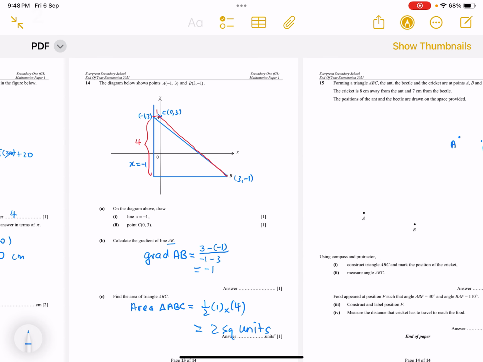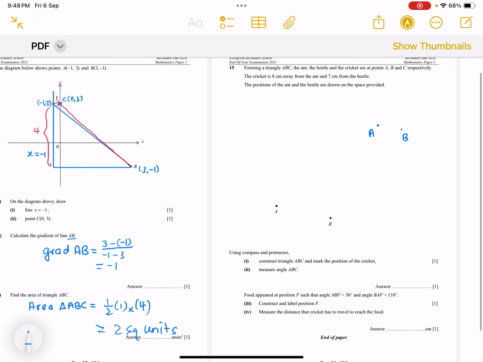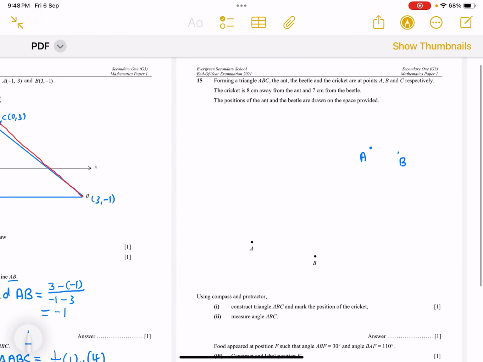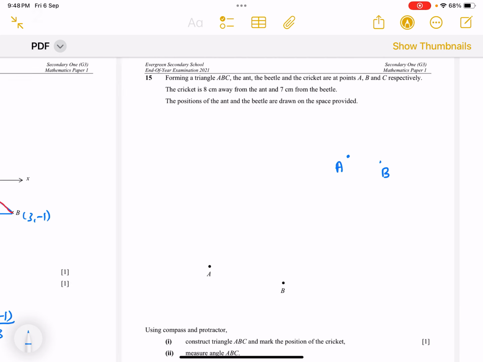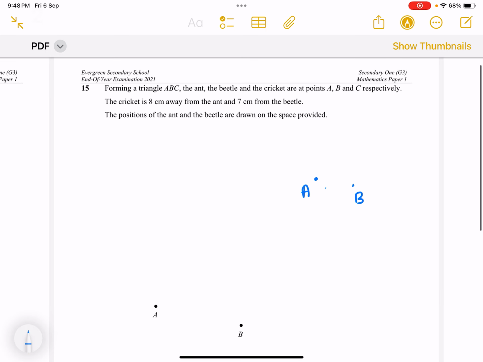Right, finally we have some on construction. Before we construct, it is good to draw a rough diagram. We have this A and B to begin with. A is the ant, B is the beetle, and C is the cricket. The cricket is 8 cm from the ant and 7 cm from the beetle. So this is the triangle that we need to construct.